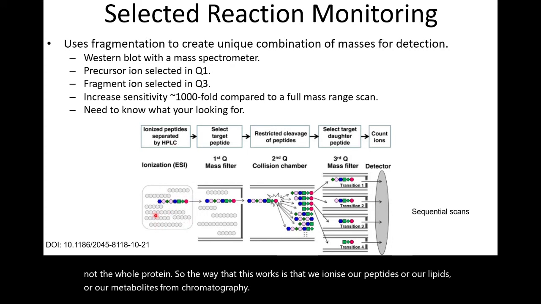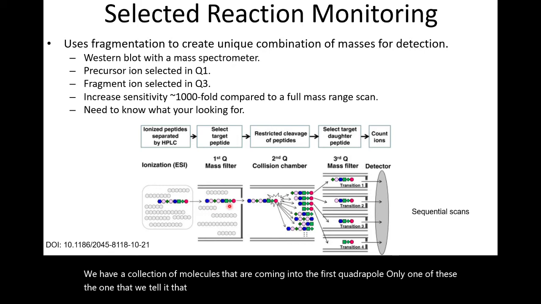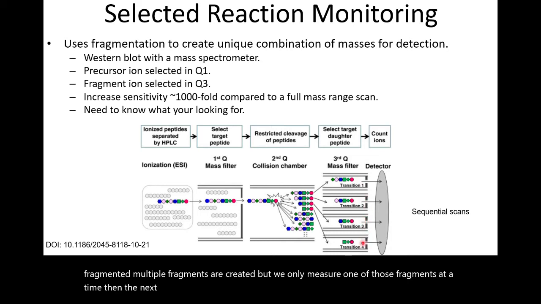We have a collection of molecules that are coming into the first quadrupole. Only one of these, the one that we tell it that we want to transmit, is transmitted to the collision cell, and it's fragmented. Multiple fragments are created, but we only measure one of those fragments at a time, then the next one, then the next one.